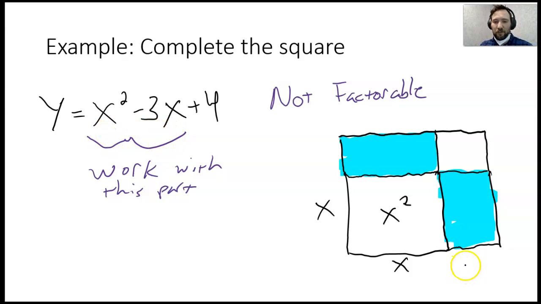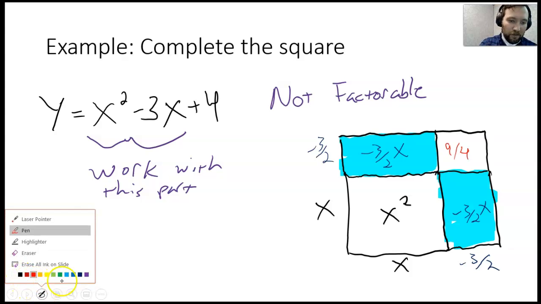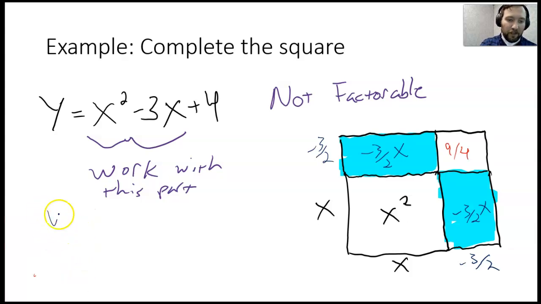So what did we do? Let's go through the steps again. First, you take half of that term there, that minus 3. So this is minus 3 over 2, minus 3 over 2. And that gives me negative 3 halves times x in this piece and negative 3 halves times x in this piece. What's the missing part that you need to quote unquote complete? That's what goes up here, which is 9 divided by 4. Negative 3 halves times negative 3 halves is 9 divided by 4. Okay, and now all you have to do is get my vertex form.